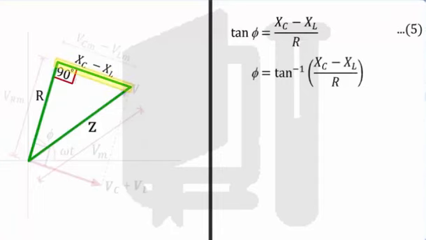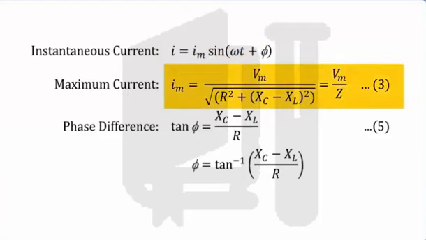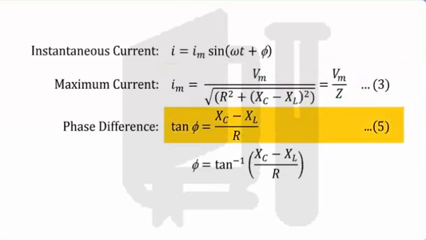Thus, the current flowing through the LCR series AC circuit can be given as I equal to Im sin(omega t plus phi), where Im is given by equation 3, and the phase difference phi can be calculated from equation 5. Hence, we have obtained information of all the entities we desired using the phasor approach to the LCR circuit.